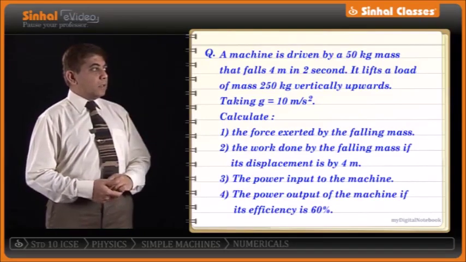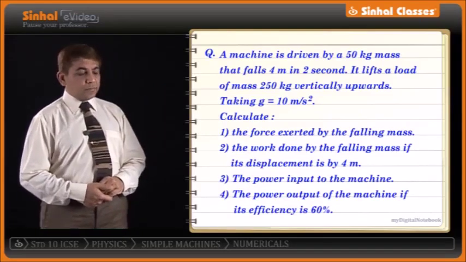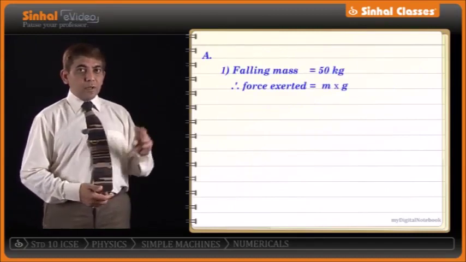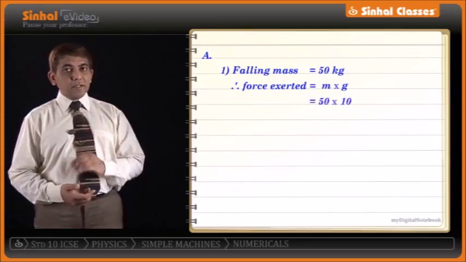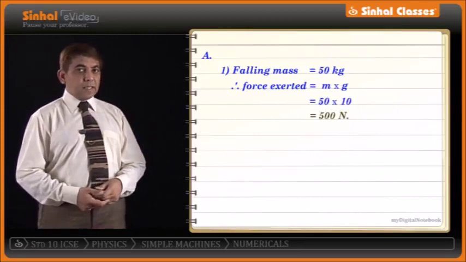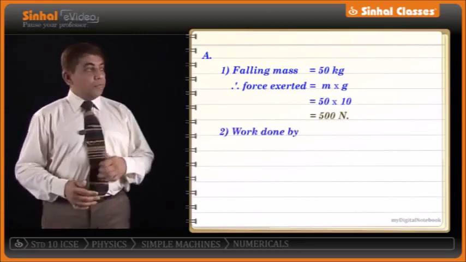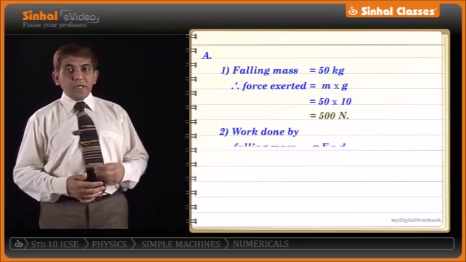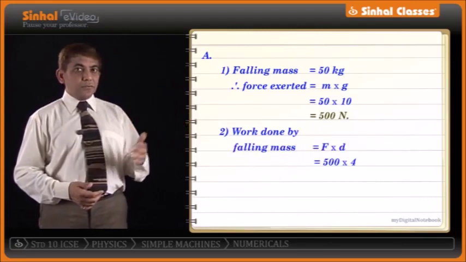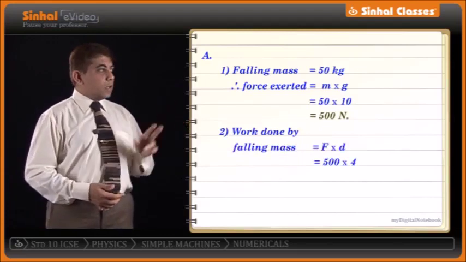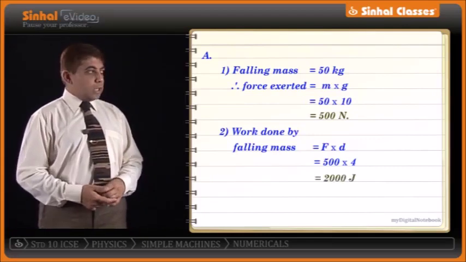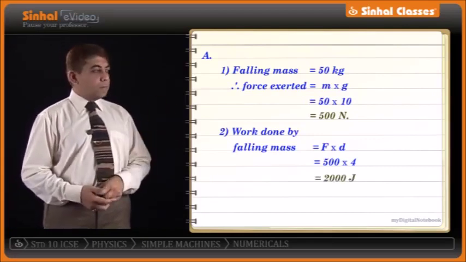Talking about the first part, the falling mass is 50 kg. Therefore, the force that is exerted can be given by Newton's second law of motion. Force is equal to mass into acceleration due to gravity. That is 50 multiplied by 10, that is 500 Newton. Work done by falling mass is given by force multiplied by displacement. We have studied it in the first chapter, the mathematical relation for work done as force into displacement. So force multiplied by displacement, that is 500 multiplied by 4, equal to 2000 joule.